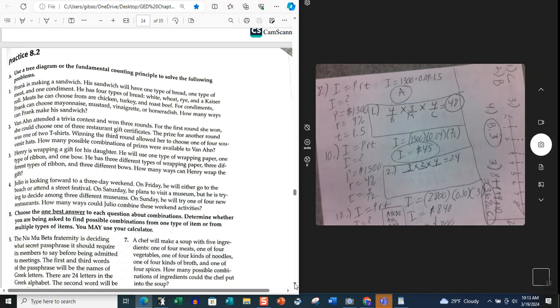So now we go on to problem number 3. Now with problem number 3, it says Henry is wrapping a gift for his daughter.